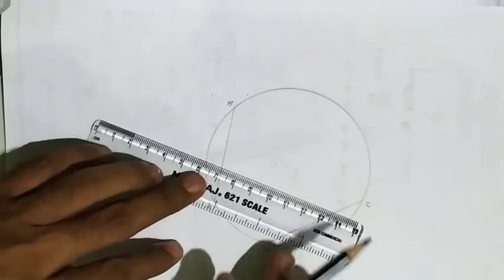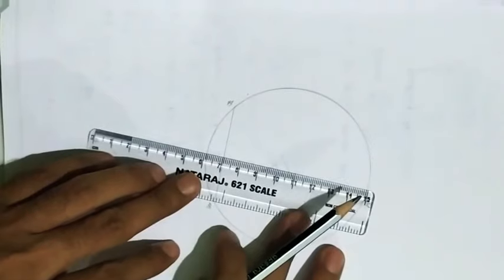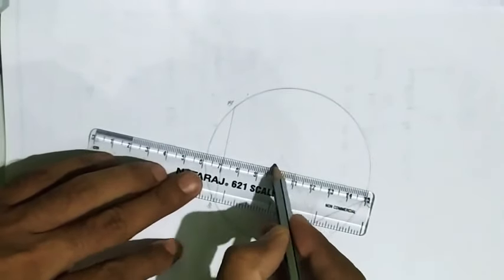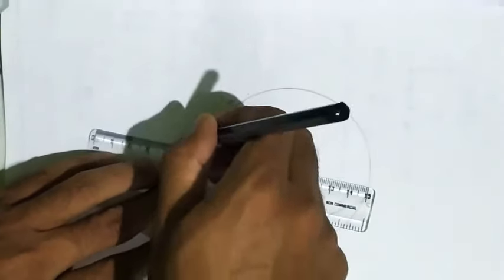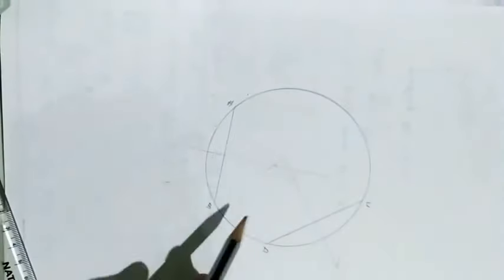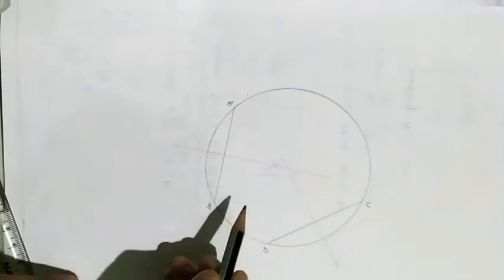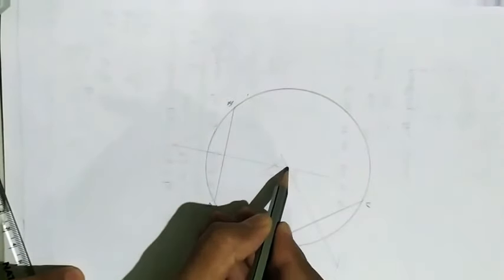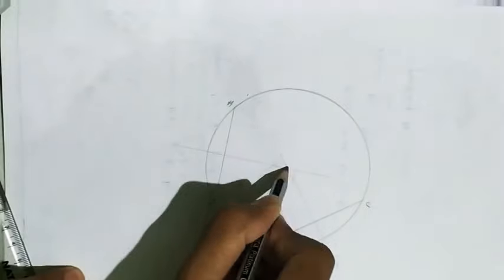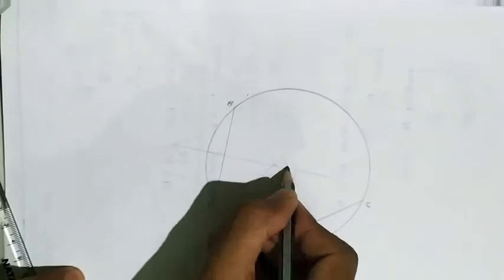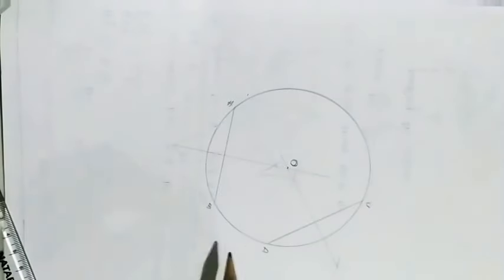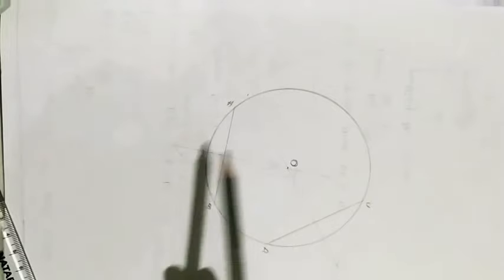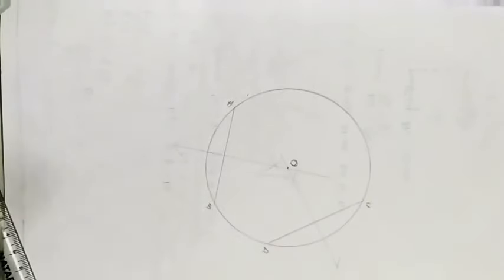Okay, join this point also. Whenever those perpendicular lines intersect, that point will be our center point, so name it as O. These steps I have given in the PDF notes. You also download that one and do this one yourself.